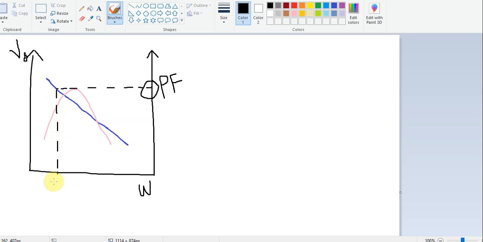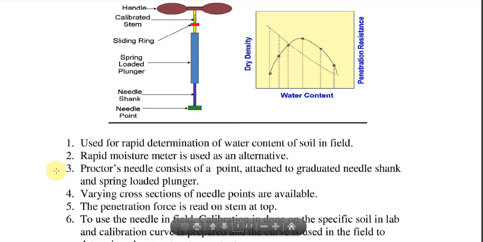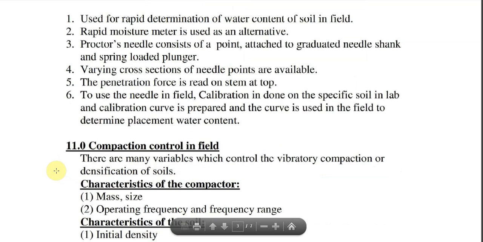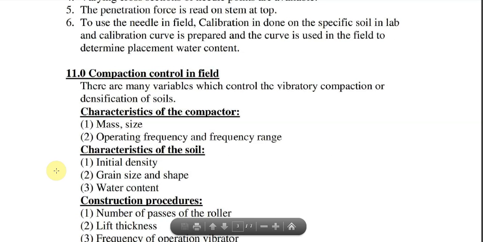Earlier it is calibrated when we are conducting the compaction test, and after the calibration curve is drawn, we'll come to the field and plunge the needle into the compacted soil. It will give us some resistance force, and corresponding to that resistance force, we'll find the corresponding water content from the calibration curve. That is the water content of the soil in the field. You can use this method to find out water content. So this is the proctor needle.